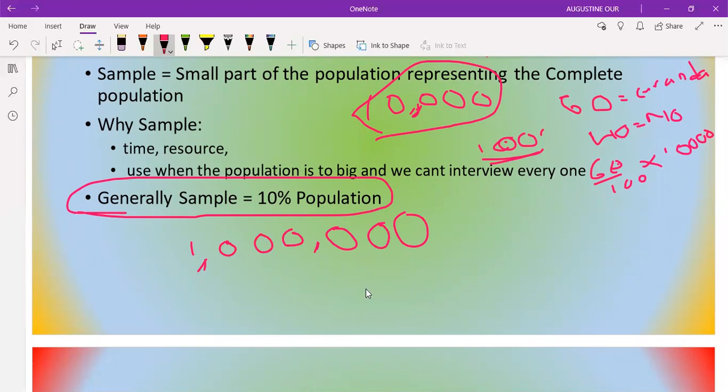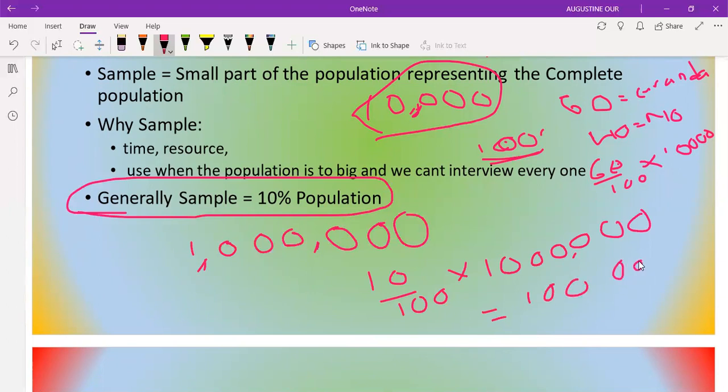No. So scientists say that you should take 10% of this. 10% of 1 million: remember, 10% is 10 out of 100 times 1 million. You'll find that it will be 100,000. So you should go and visit 100,000 people and ask them, which color do you love? And then make a conclusion based on the 100,000 people. Don't take 20 people and say that is enough. No. So scientists say that a sample should generally be 10% of the population.